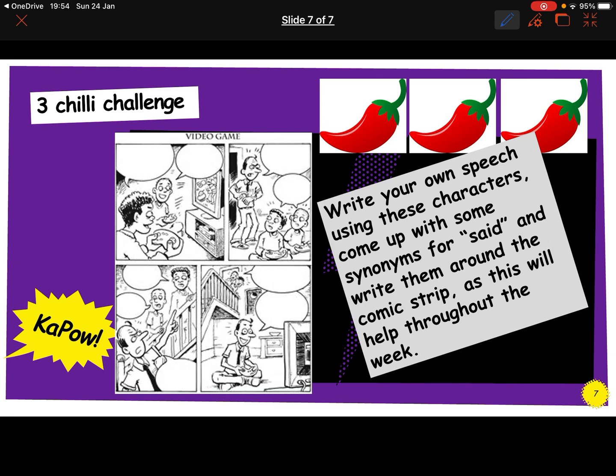For our 3 chili challenge, use speech. For these characters, you can come up with synonyms for the word said. So you could do your reported clause. So such and such said this, or yelled this person, exclaimed to this person. So you're going to do it for this comic strip. I really look forward to seeing what you come up with.